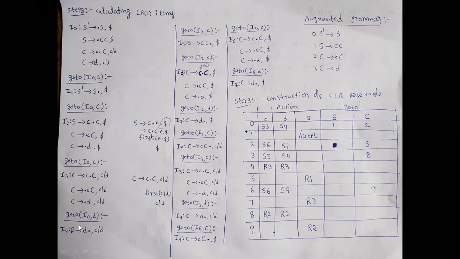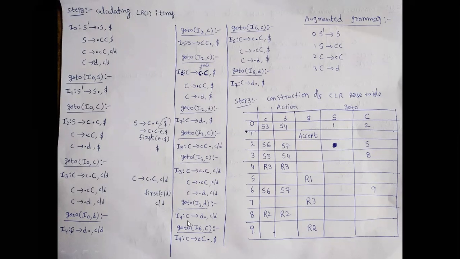Then no need to apply the go to function. Then I5. I5 is also a final item. Then no need to apply the go to function. I6. So then we are applying go to of I6. Go to of I6 means after the dot we have a non-terminal C, we have a terminal c, and we have terminal d.